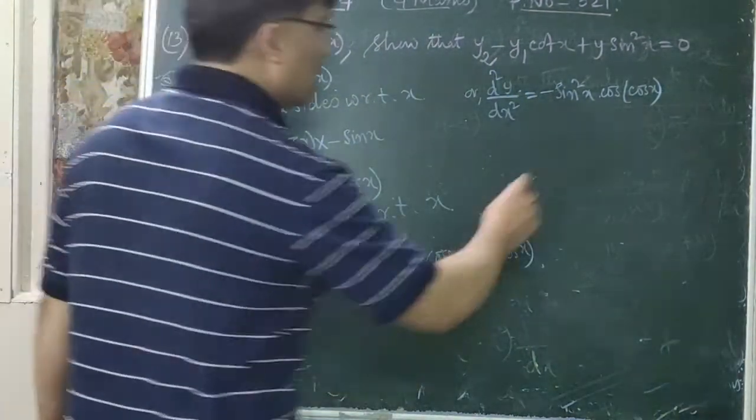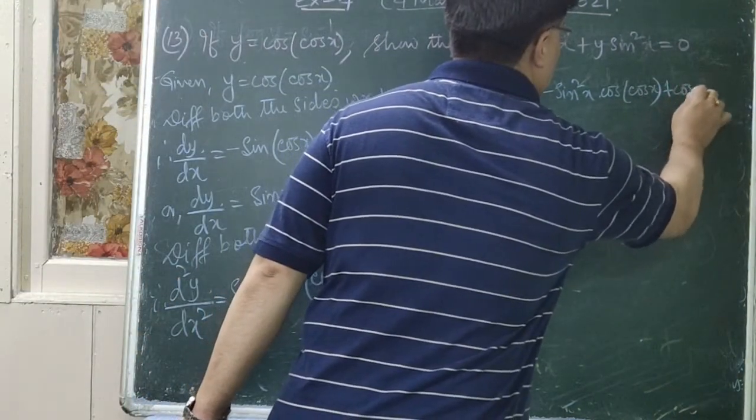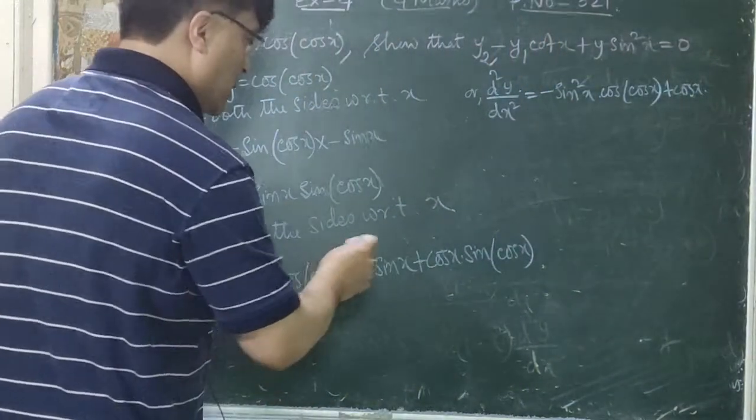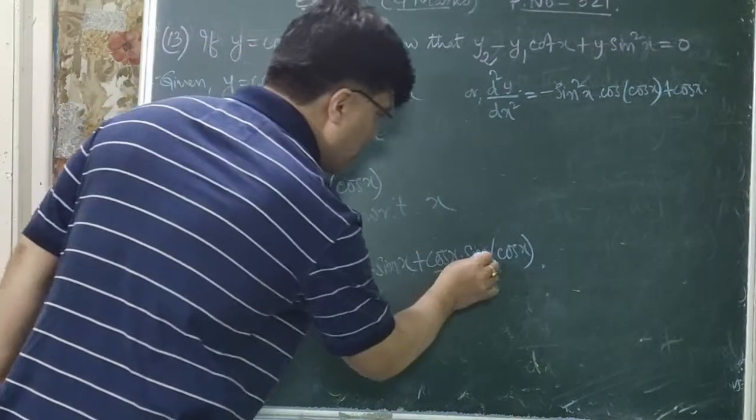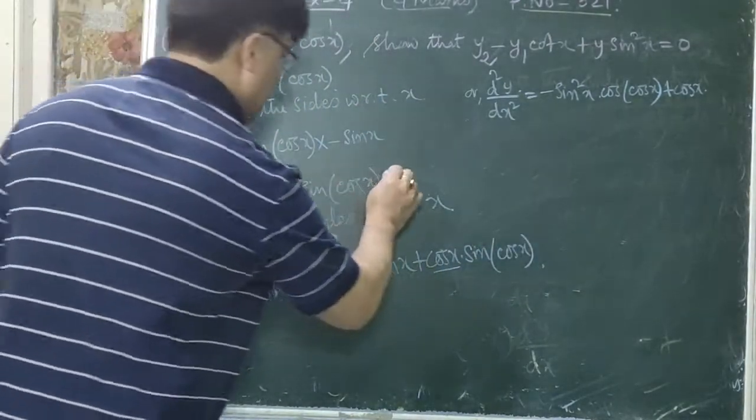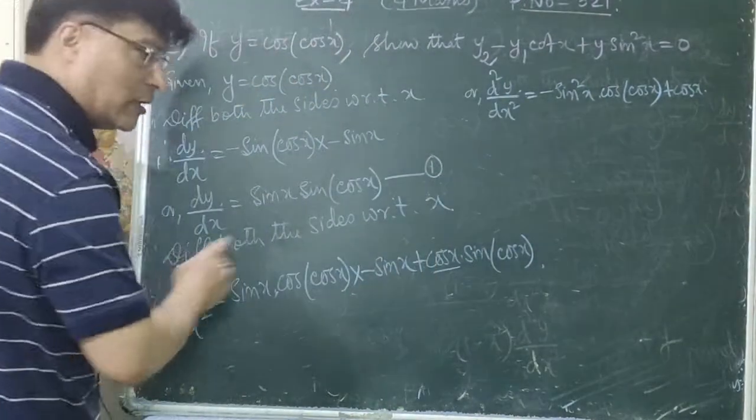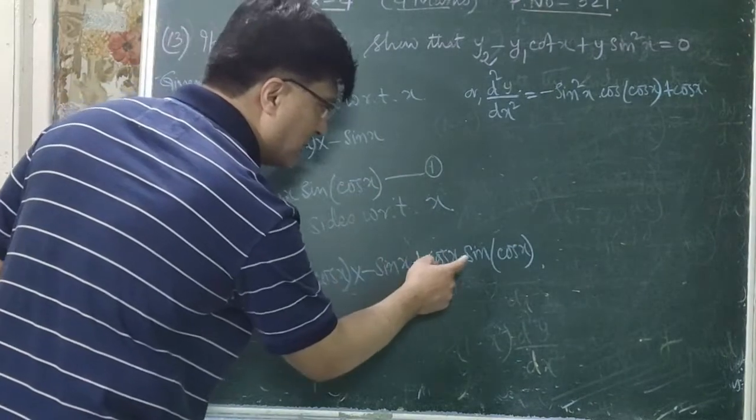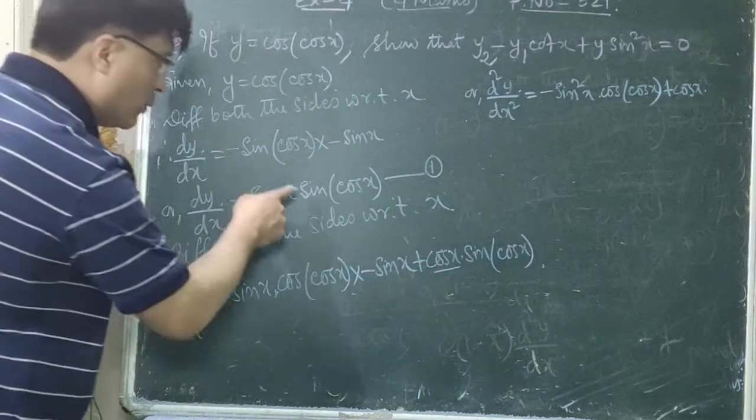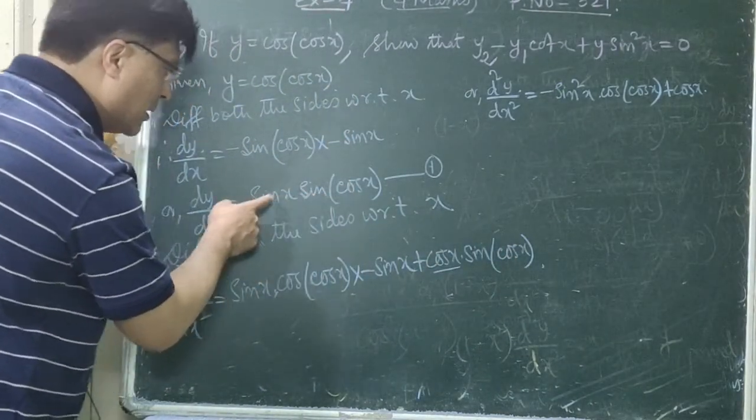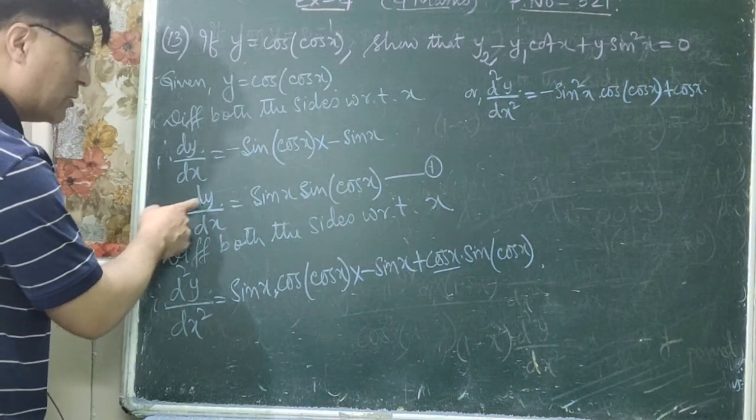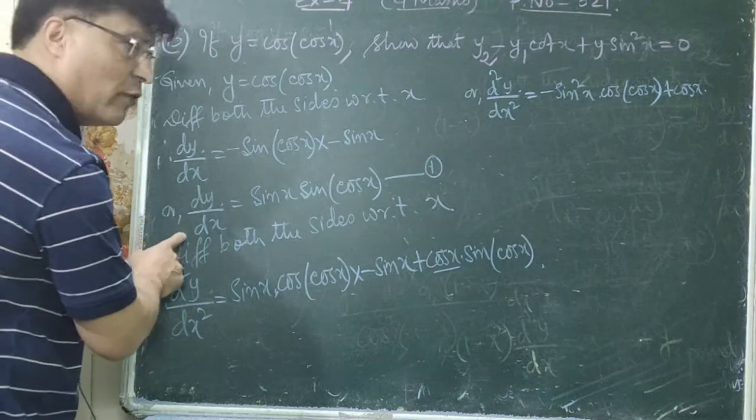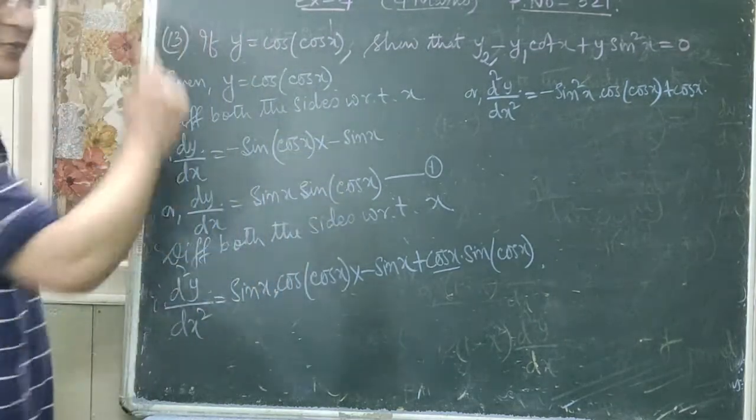Now here plus cos x into, now this cos x is kept as it is. Now what is sine of cos x? Now let us mark it as number 1. So from number 1 you can get the value for sine of cos x. What is the value for sine of cos x? From here this sin x is taken to the left hand side, it becomes 1 by sin x into dy/dx. That is the value for what? It is sine of cos x.